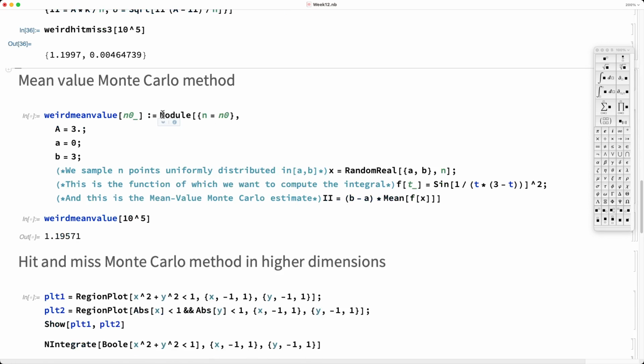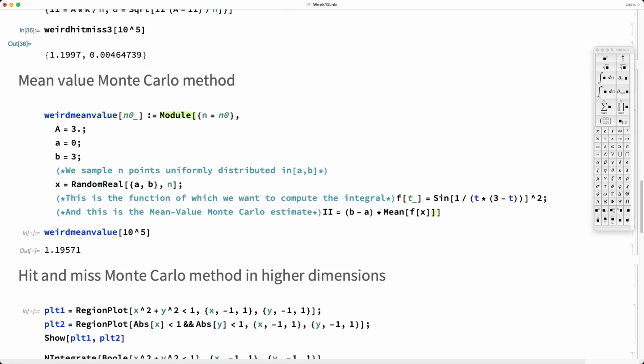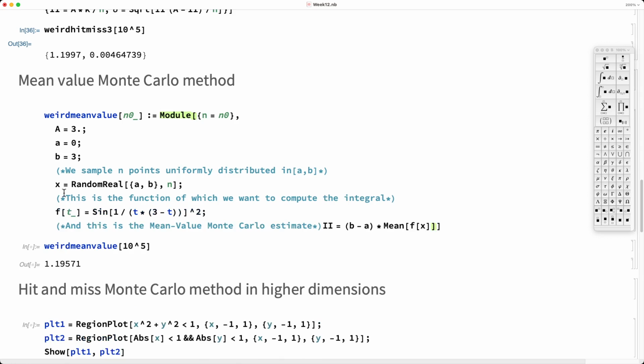So this is the mean value method. We draw a number of samples from a to b. Then notice that I only have to draw samples in x now. I don't have to draw samples in y.